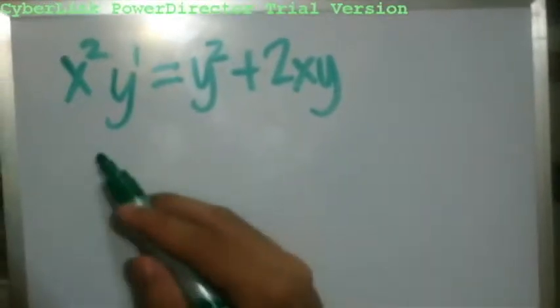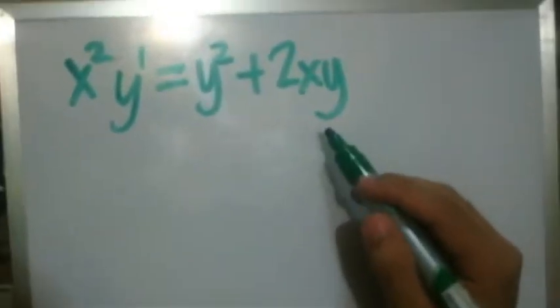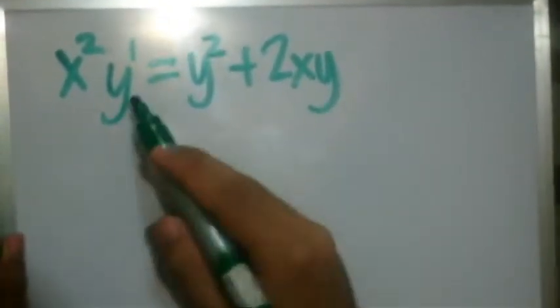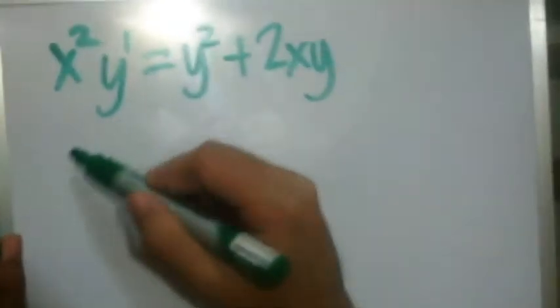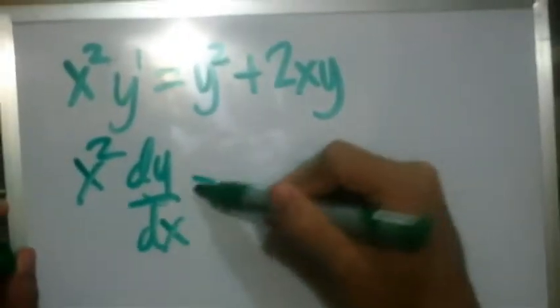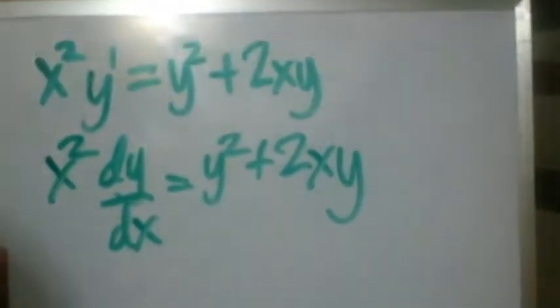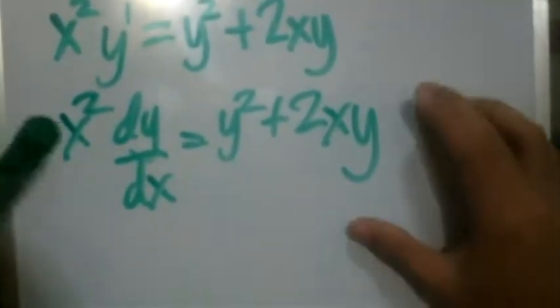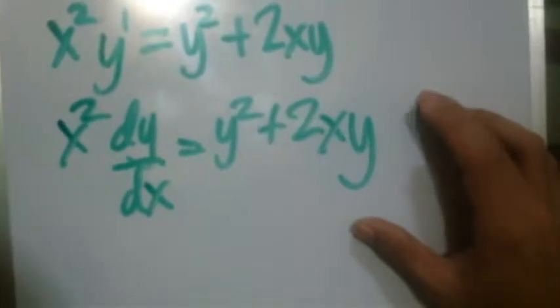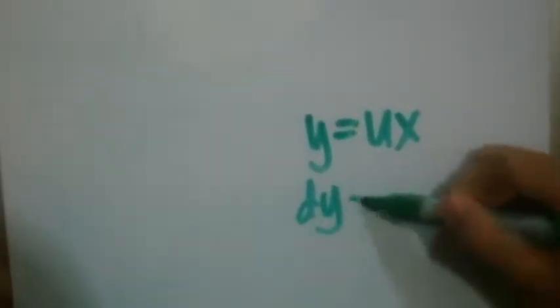We have an equation x squared y prime equals y squared plus 2xy. So first we will replace this. As you can see, we can solve it using the homogeneous differential equation. So we'll let y equal ux.